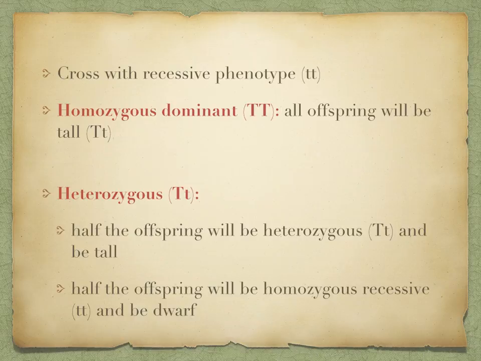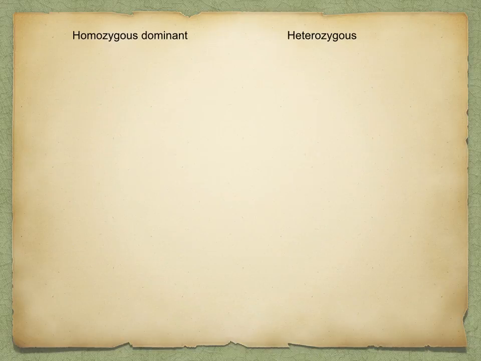We're going to have a look at how this works. So let's do the test cross. What you do is you draw two columns down your page. One column represents the homozygous dominant genotype, whilst the other represents the heterozygous genotype. So you follow the different steps that you've learnt. You're going to write the parent, gametes, offspring.